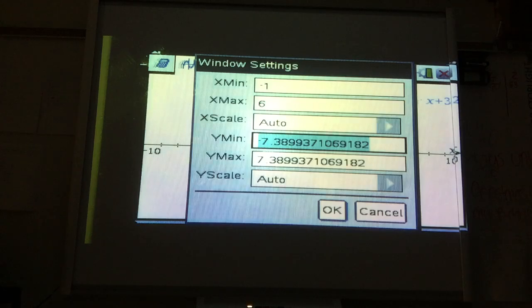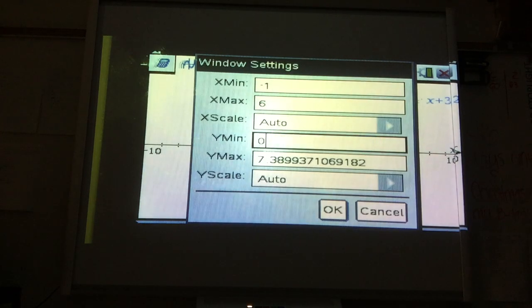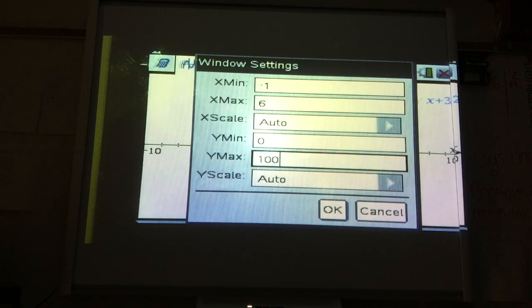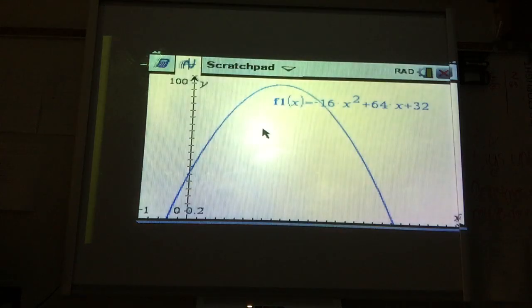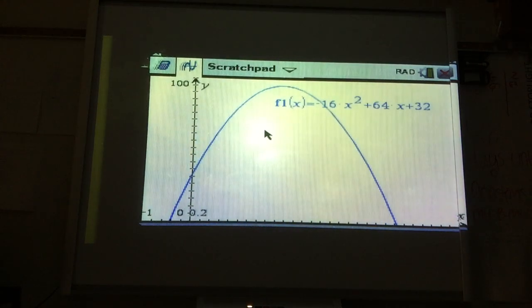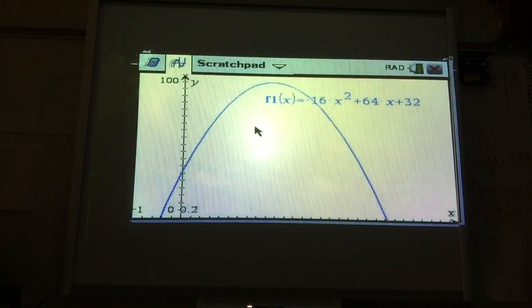You can't make it too big. You just want to see the graph well. Y minimum, let's go 0. And let's go up to it. It reaches a maximum height of 96 feet. We just found that out. So I'm just going to go up to 100. Now I should have a window that views this fairly decently. Okay? And that's what I'm looking for.